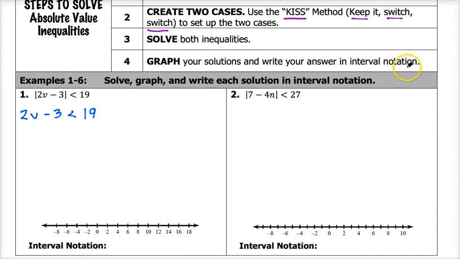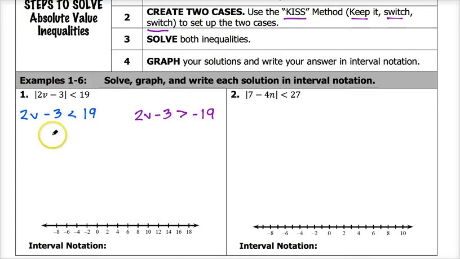My second case is going to be to take 2v minus 3, to switch my inequality symbol from a less than to a greater than. That's the first switch in the KISS method. And then also to switch my 19 to a -19, which is the second switch. So we keep the inequality here, we switch here, and we switch the sign here. That's what that keep it switch refers to.